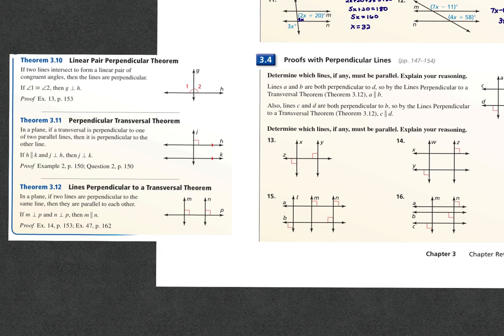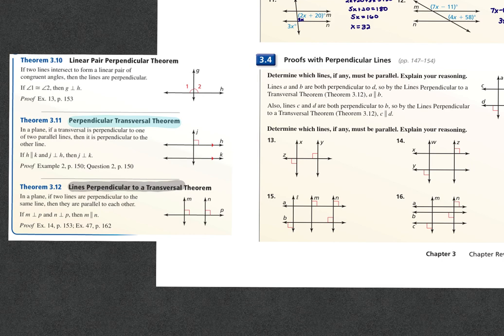The extra words on the front mean that there are 2 lines that are perpendicular to this third line, which is the transversal. So if 2 lines are perpendicular to that transversal, then they are parallel. That part, lines perpendicular to a transversal, describes what you're saying: 2 lines that are perpendicular to a third line. Whereas the perpendicular transversal theorem says that there is a transversal that is perpendicular to one of 2 parallel lines, so then we know it's perpendicular to the other one also.